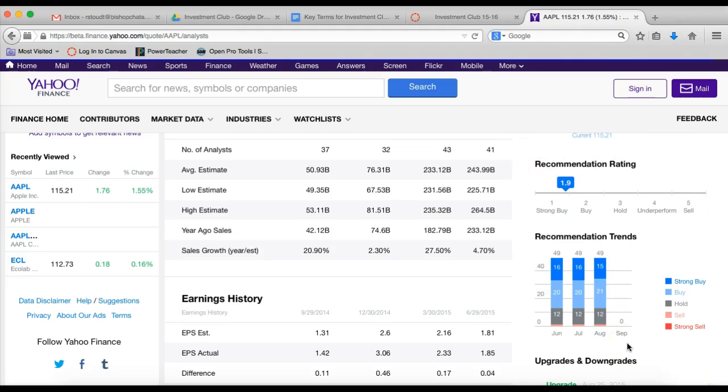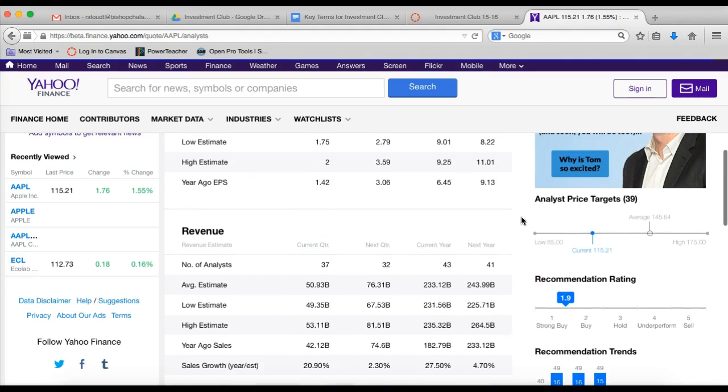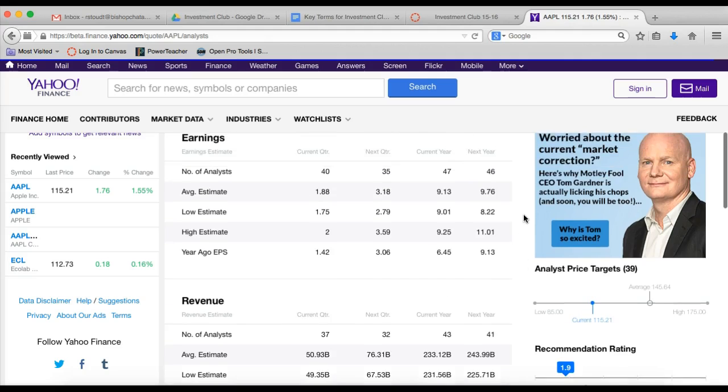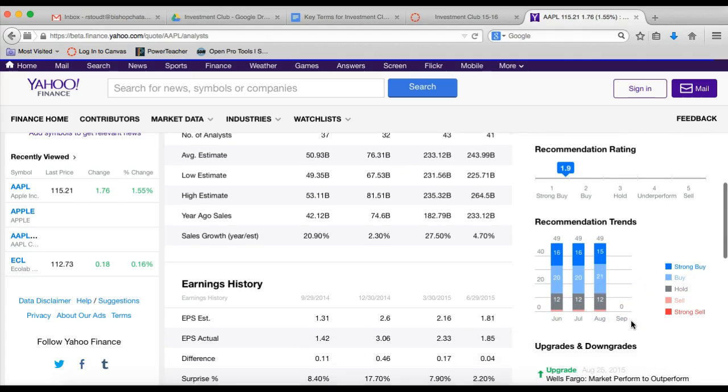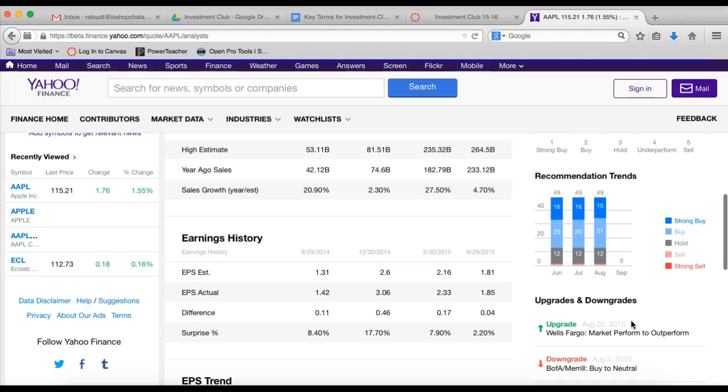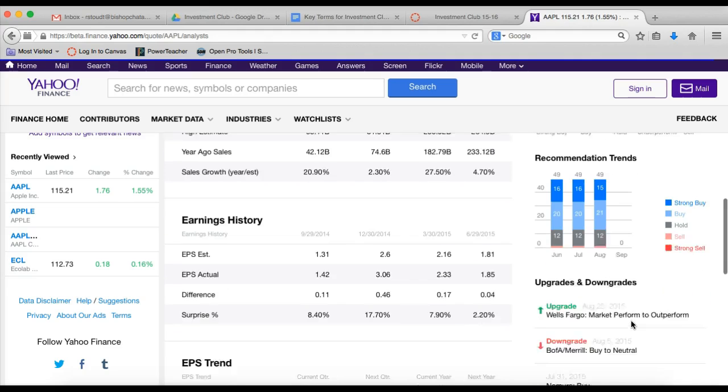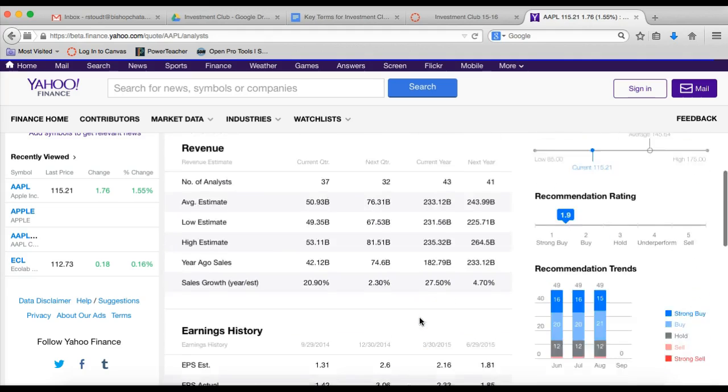This is kind of cool because this is giving you an idea of what the analysts are recommending. So what they think right now is that Apple is a good buy. It's almost to a strong buy. And it kind of gives you an idea of what most analysts have recommended for Apple over the last 3 months. So that kind of gives you an idea of that.